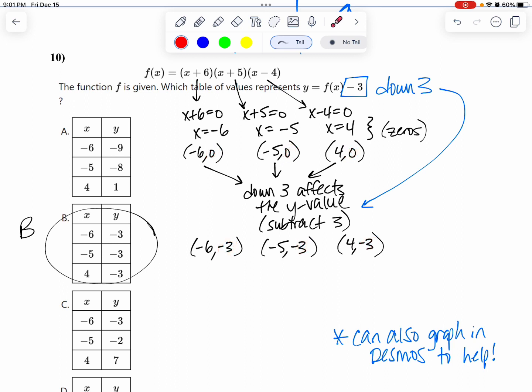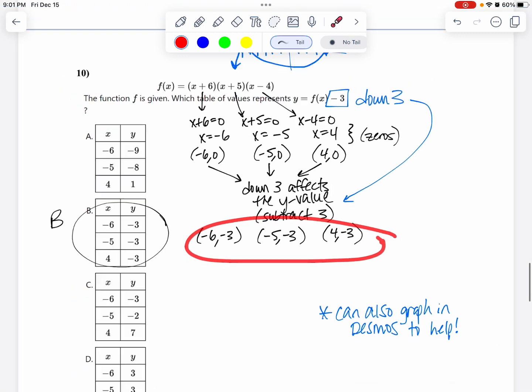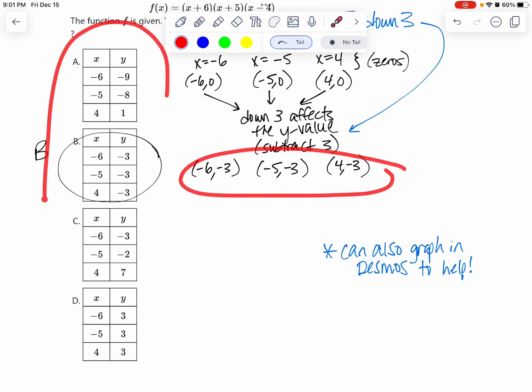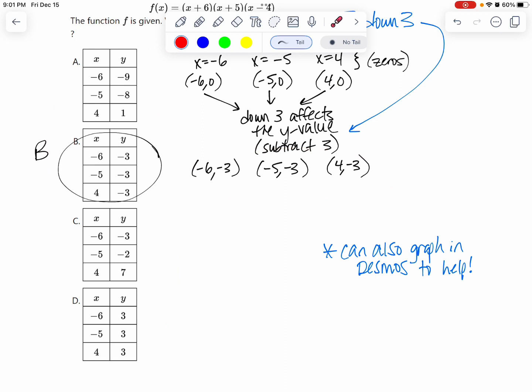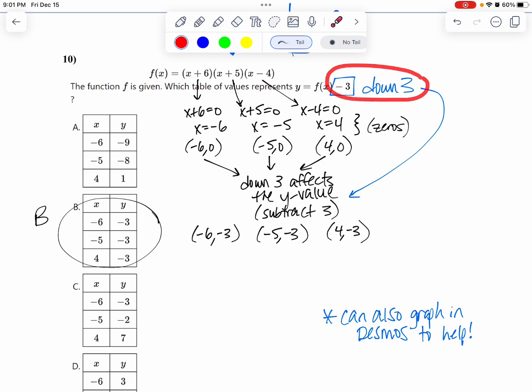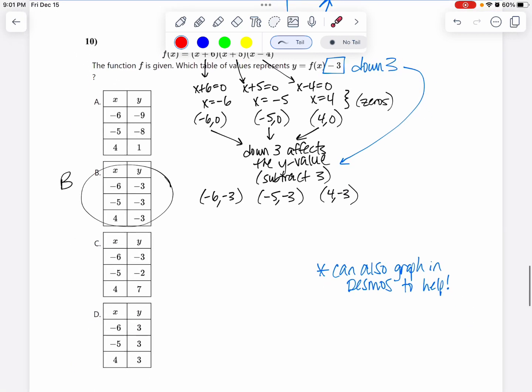So I'm looking for these ordered pairs, and you have to look really carefully. It's a little bit annoying that they gave us all of these t-charts to look at. You have to look very carefully. This one is not the right answer because this has +3s. Be very careful. These are all -3s because we're subtracting 3 because we're going down 3. Okay, but that is why we get the 3 zeros as the x values and then the -3s as the y values, okay?